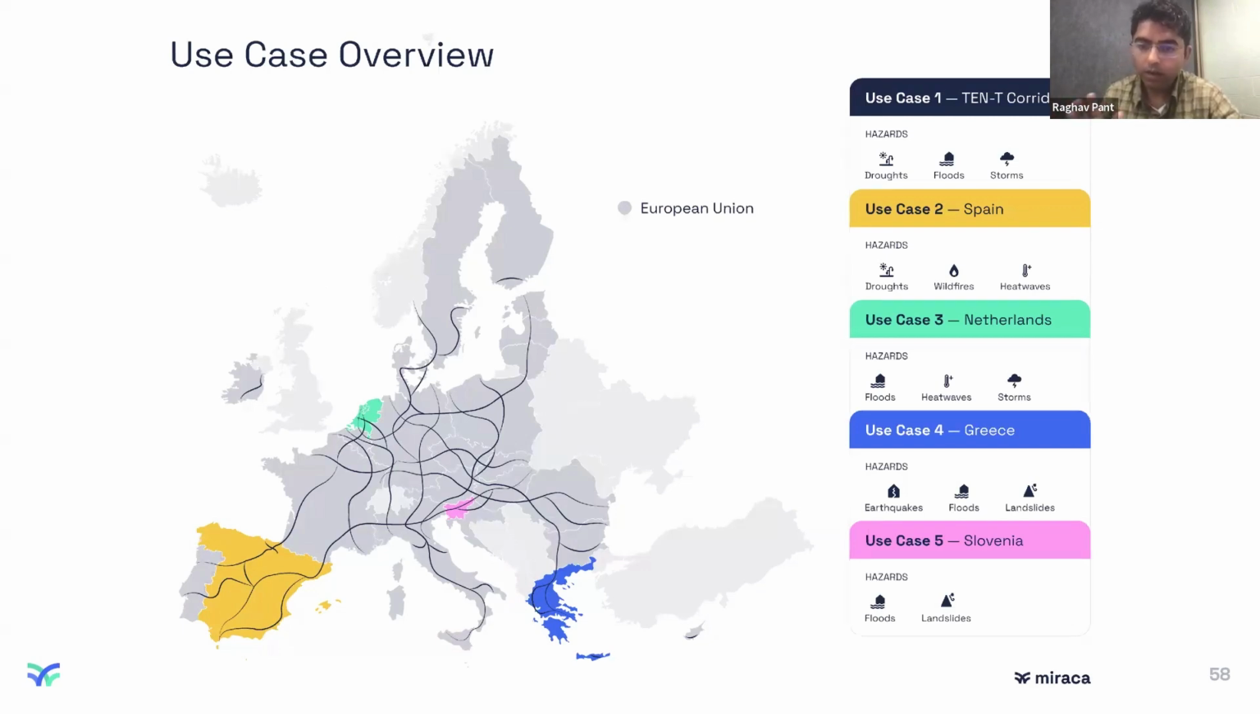In Greece, we are working with colleagues who are looking at schools and hospitals and how they are affected by earthquakes, floods, and landslides. In Slovenia, we are looking at the national scale transmission and distribution energy grid and how that is affected by floods and landslides, and how that affects the usage of energy in the country in terms of the businesses, the people, the industries, and households who use it. And in the pan-European case, just coming back, we're looking at droughts, floods, and storms. How do they affect the whole multimodal TEN-T corridors that are pretty much the lifelines of the European continent? Next slide, please.